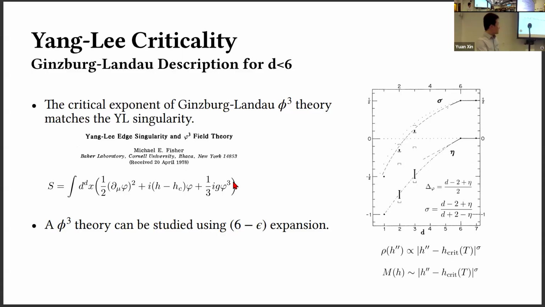And what can be studied is the 6 minus epsilon expansion of this model. In this paper, the author studied the mean field theory, and has a prediction of this sigma critical exponent as a function of the space-time dimension. And the result matches the expectation from the last page, where we get it from just counting the zeros from the Yang-Lee edge singularity. So this establishes that the Yang-Lee is described, in various dimensions, by this phi cube theory.